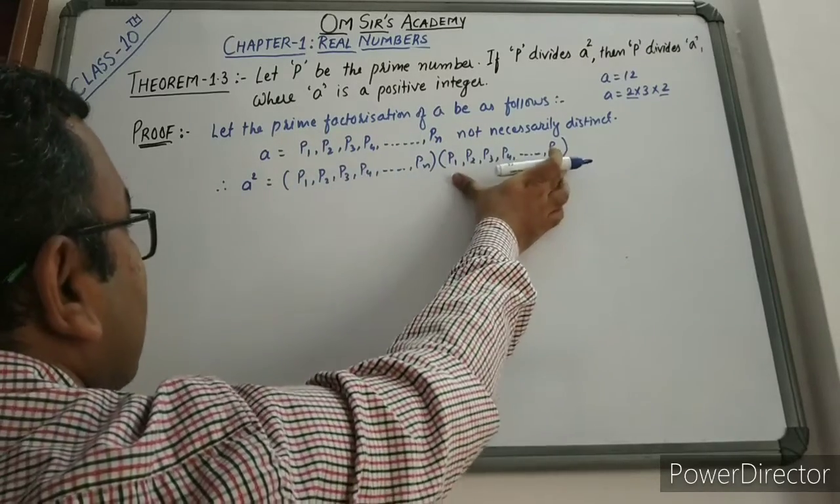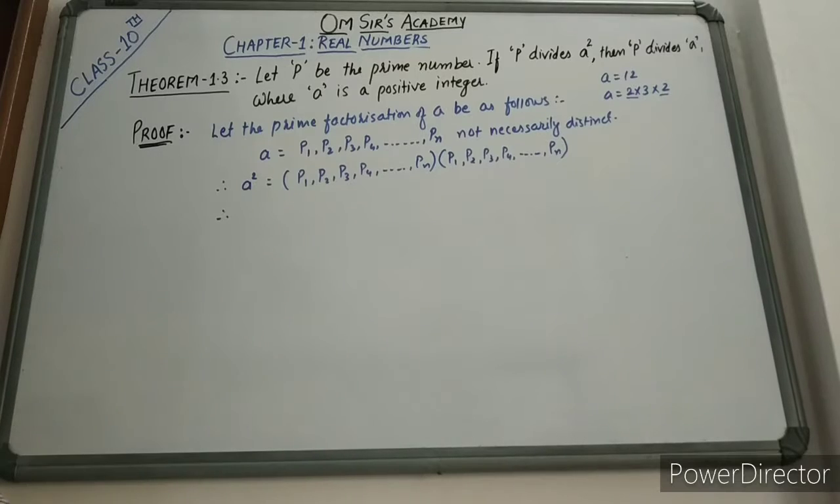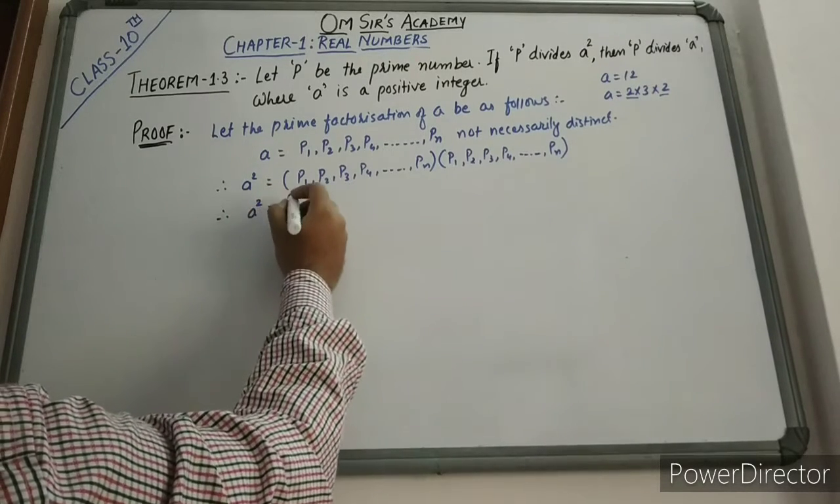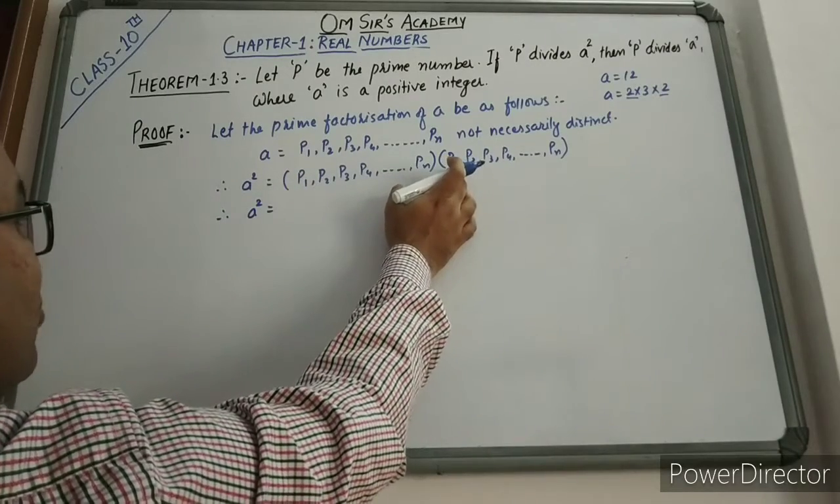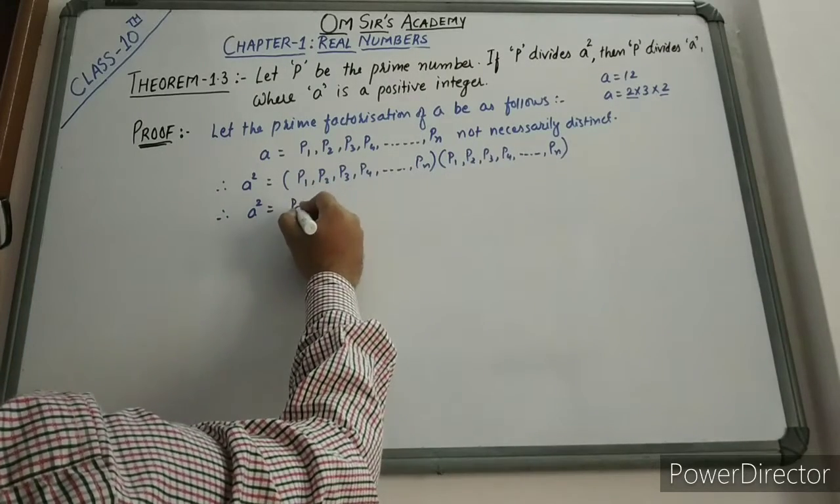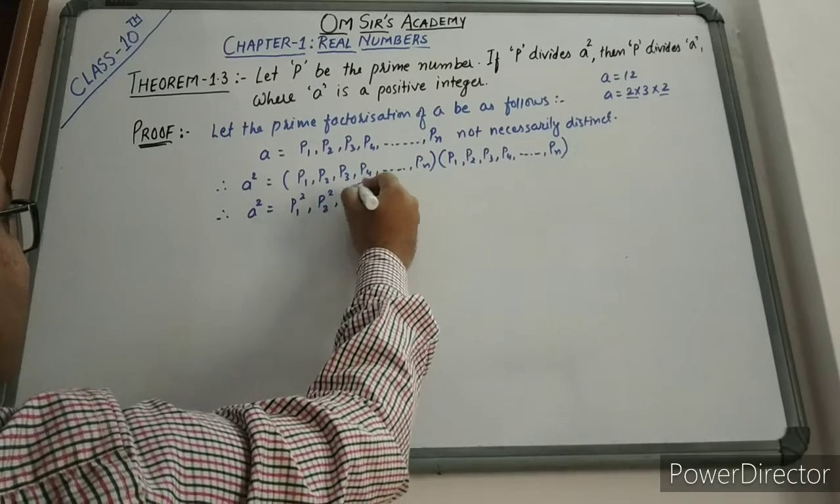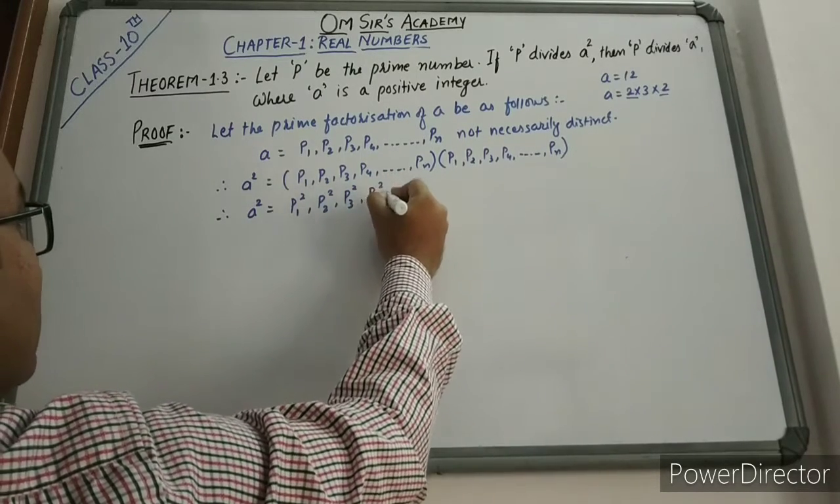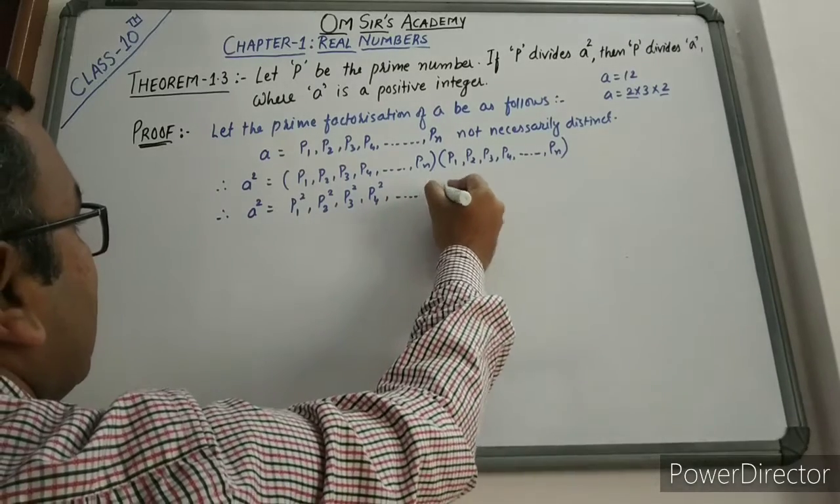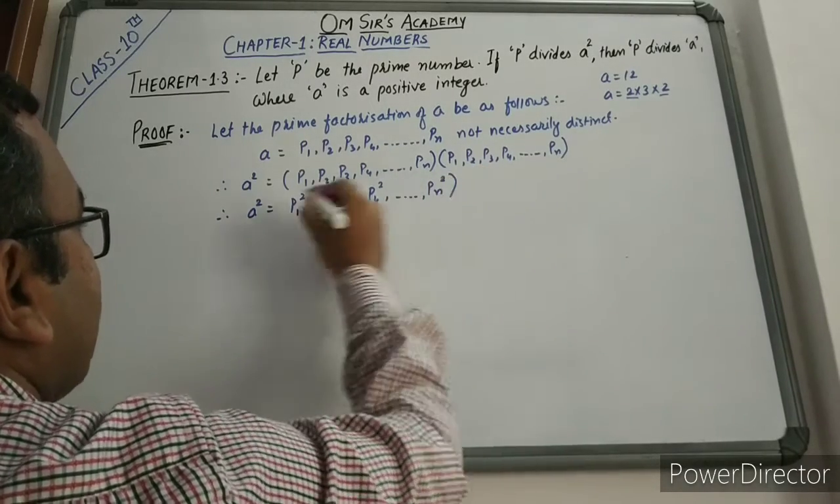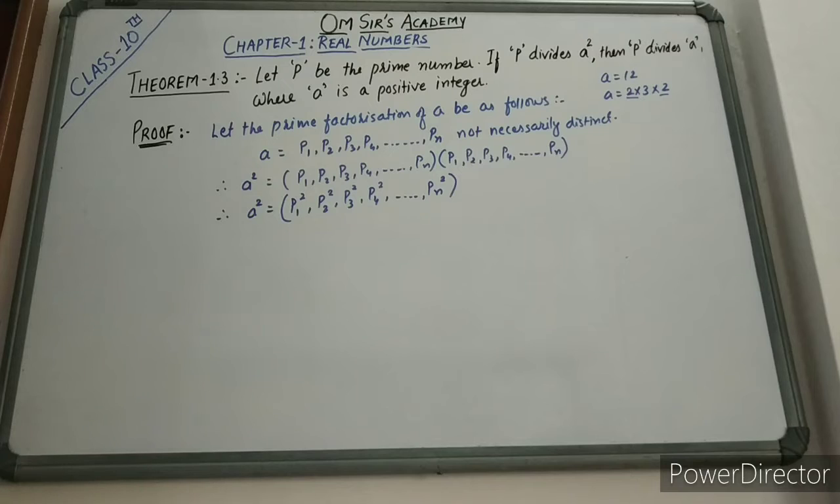So a square will be this into this again. Therefore we can also write a square with p1 repeated 2 times, so p1 square, p2 square, p3 square, p4 square, dot dot dot, till pn square. Okay friends, so what will be the answer of a square? That is p1 square, p2 square, till pn square.